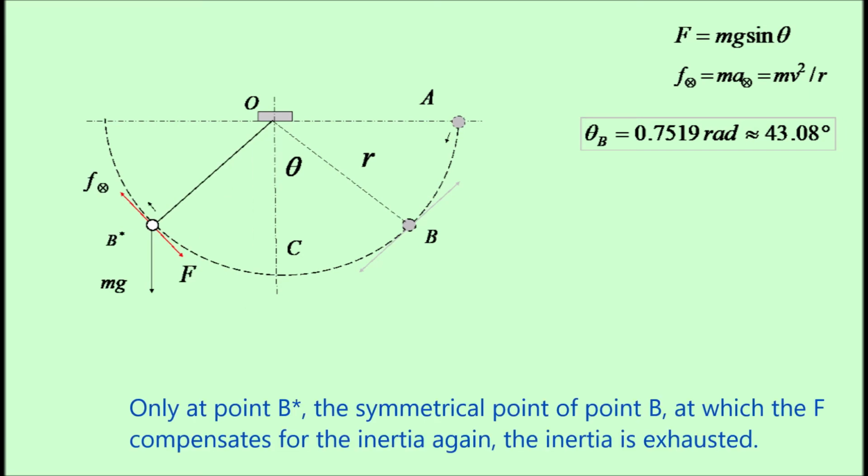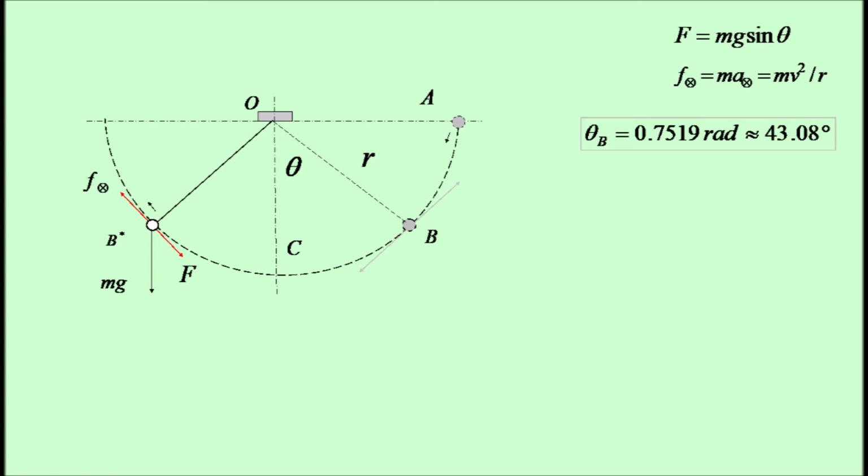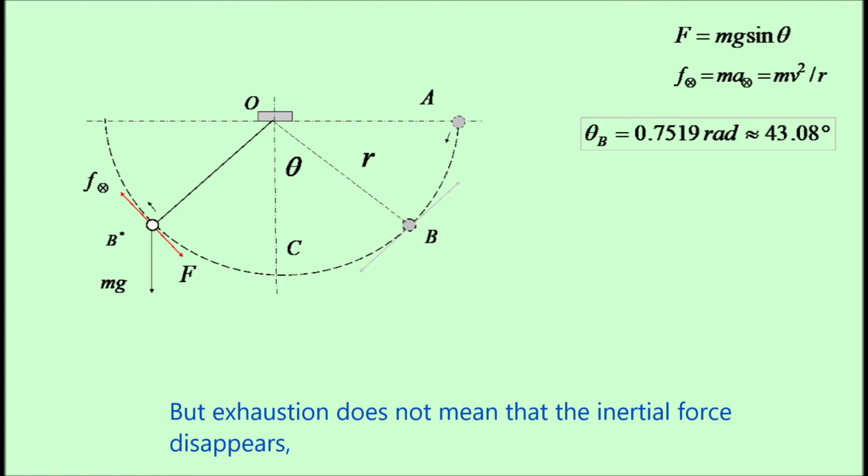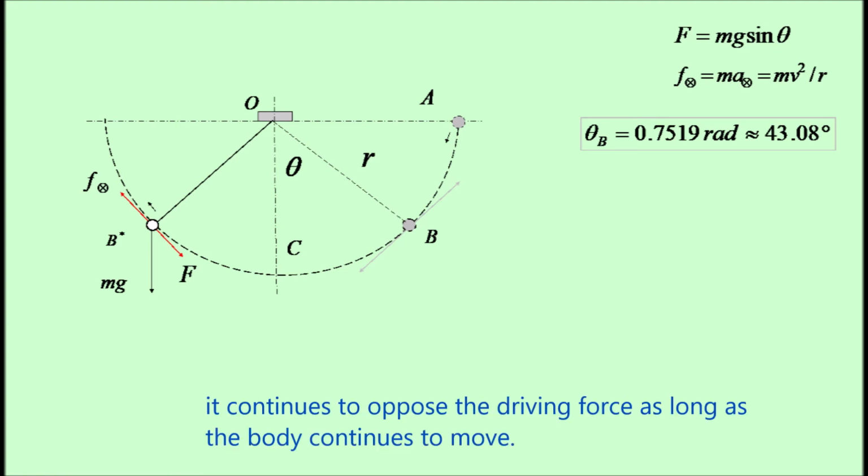Only at point B*, the symmetrical point of point B, at which the F compensates for the inertia again, the inertia is exhausted. But exhaustion does not mean that the inertial force disappears, it continues to oppose the driving force as long as the body continues to move.